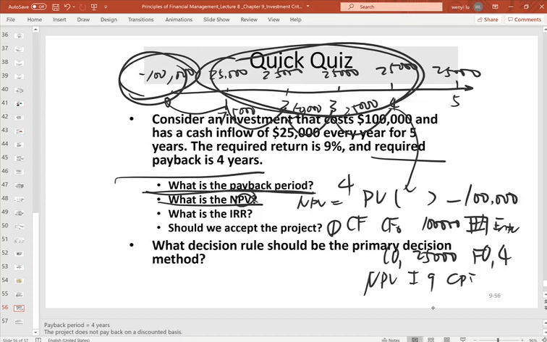Then if you don't press NPV, you press IRR directly. You will also press CPT, and you can see the answer for IRR.